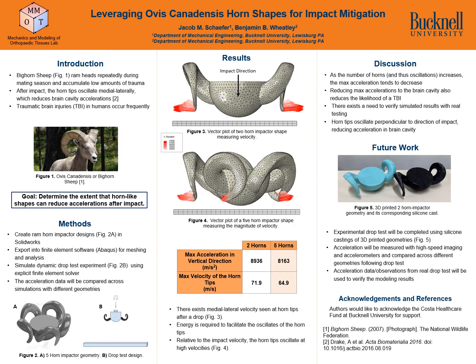Basically, this helps to show that there is, number 1, medial lateral velocity seen at the horn tips, number 2, that energy is required to facilitate these oscillations, and then number 3, that the more oscillations there tend to be, the less max acceleration. So, being able to execute this property onto future designs could be a source of reducing the likelihood of concussions in humans.